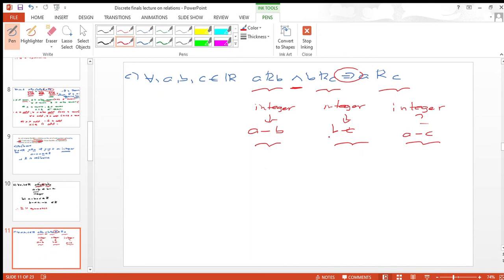So there you have it for our section on relations. We conclude, therefore, that R is an equivalence relation. There will be one last lecture, which will be on functions.